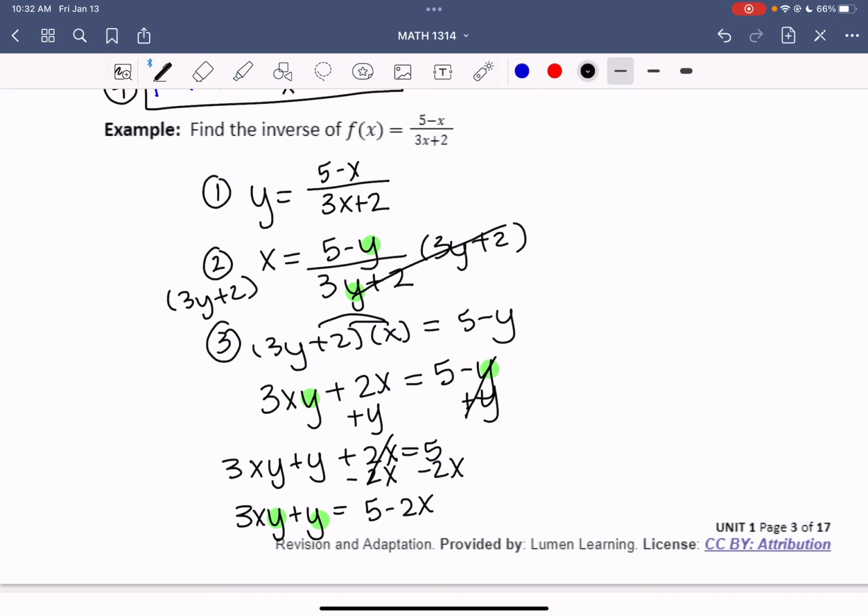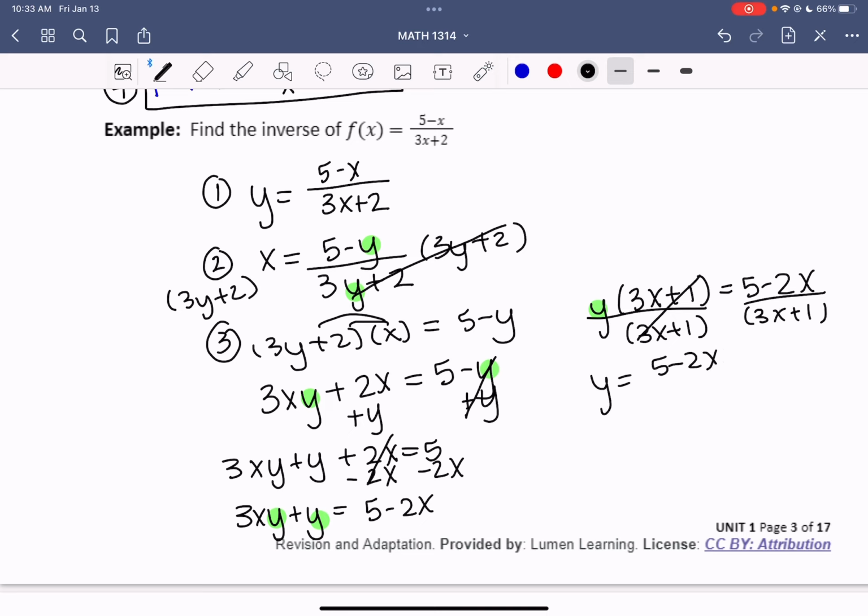Now that I have everything that has a y over to this side, I'm going to factor a y out. So that gives me y times 3x plus 1. What I'm doing is just kind of undistributing that. I do need a 1 as a placeholder because I removed everything, equal to 5 minus 2x. And then now I finally have a singular y. So that's y times that grouping. So I'm going to divide both sides by 3x plus 1 to get rid of that grouping. So I get y equal to 5 minus 2x over 3x plus 1.